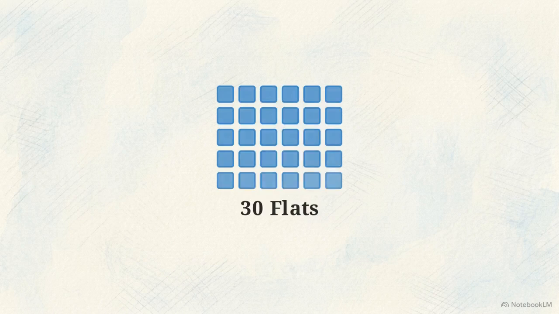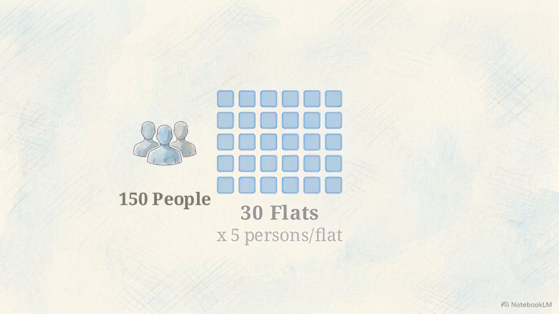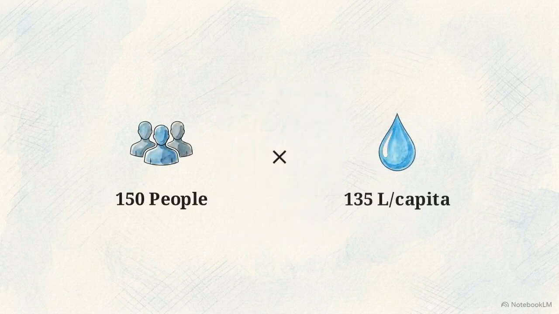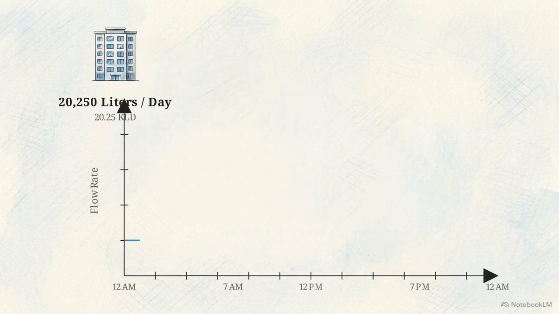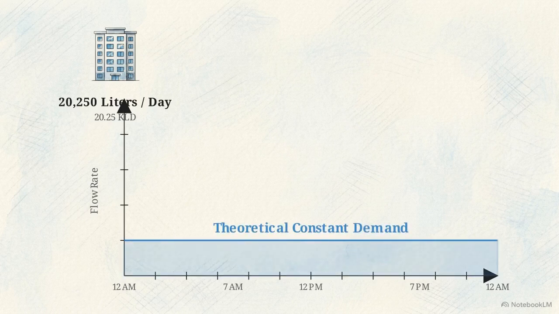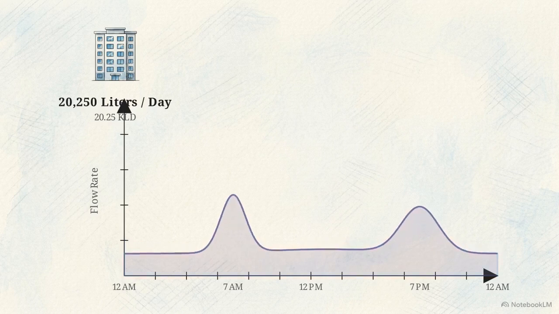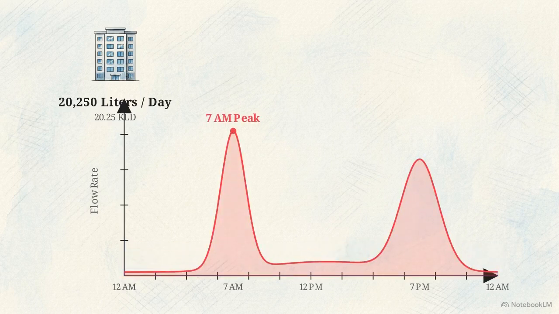30 flats multiplied by 5 persons per flat times 135 liters per capita equals a total daily water demand of 20,250 liters, or 20.25 kiloliters per day. If humans behaved like machines, usage would be perfectly distributed across a 24-hour period, but humans operate on routine. Water use violently spikes at 7 a.m. when everyone wakes up to shower, and again at 7 p.m., leaving pipes dormant overnight.